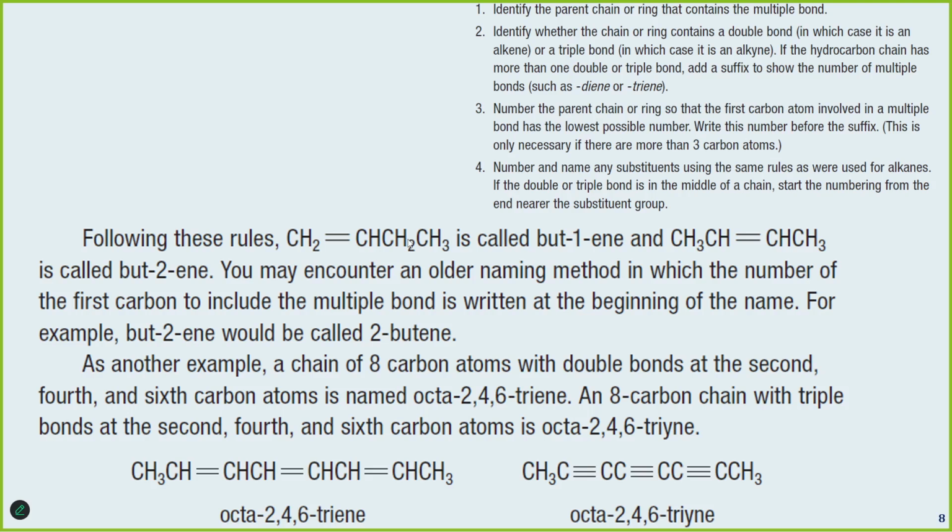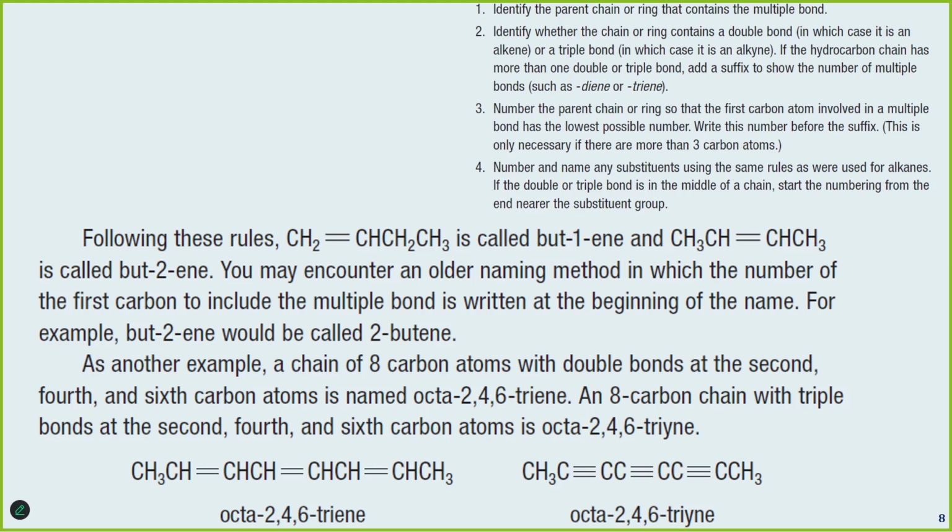So basically, following these rules, suppose we have a molecular formula CH2CH3. This is called but-1-ene, and CH3CH3 is called but-2-ene.